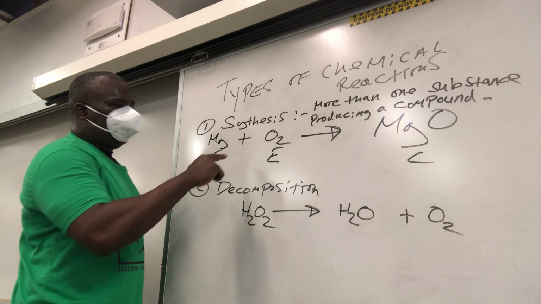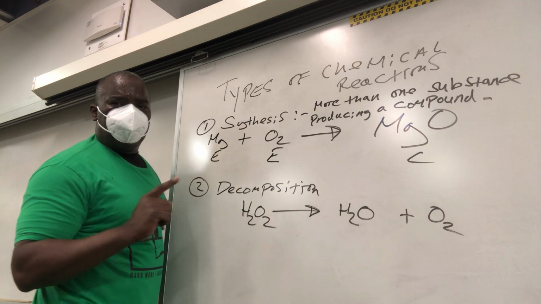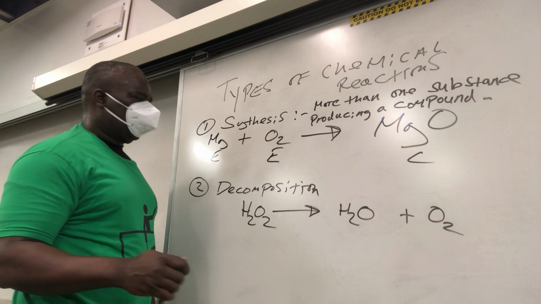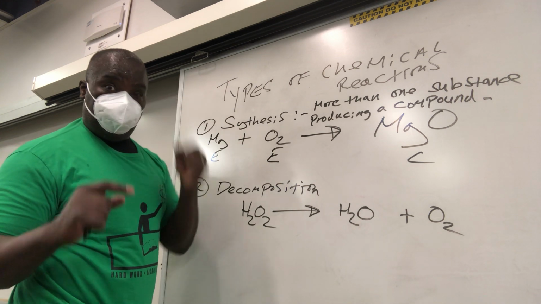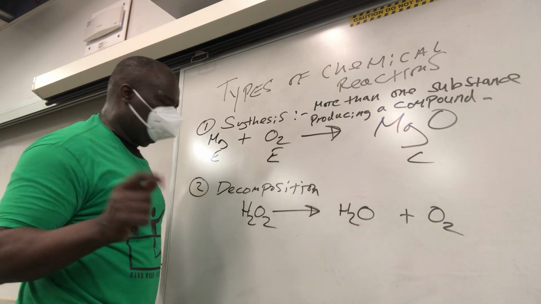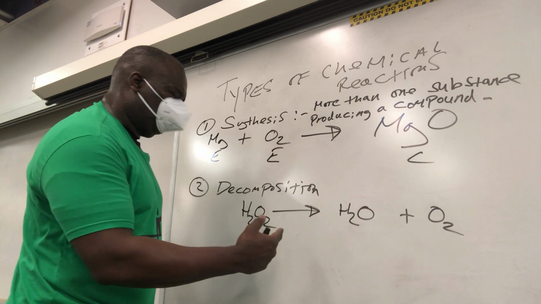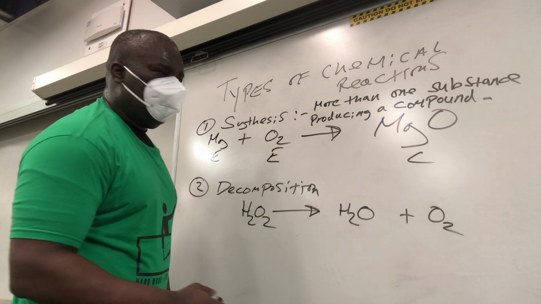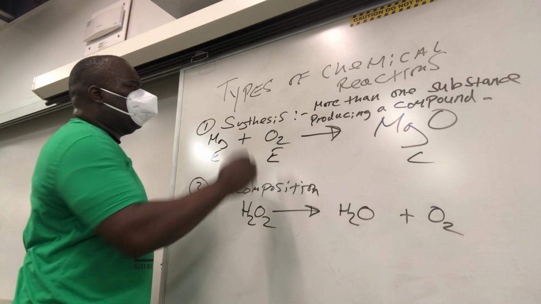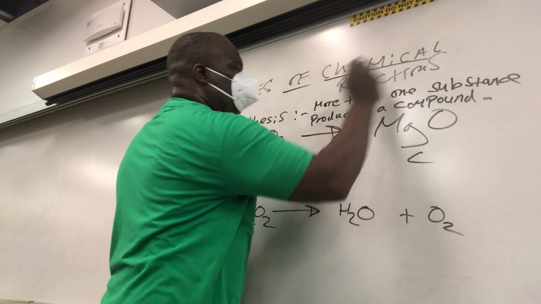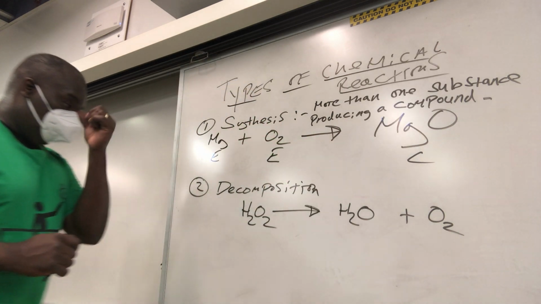Now, ladies and gentlemen, these equations right here, they're not balanced. We're going to learn later on how you balance chemical equations, because that's another topic we're going to do in the future in the topic of stoichiometry. So I'm just leaving these unbalanced, and later on we'll balance them. My main goal today is just to talk about the types of chemical reactions that you need to know.